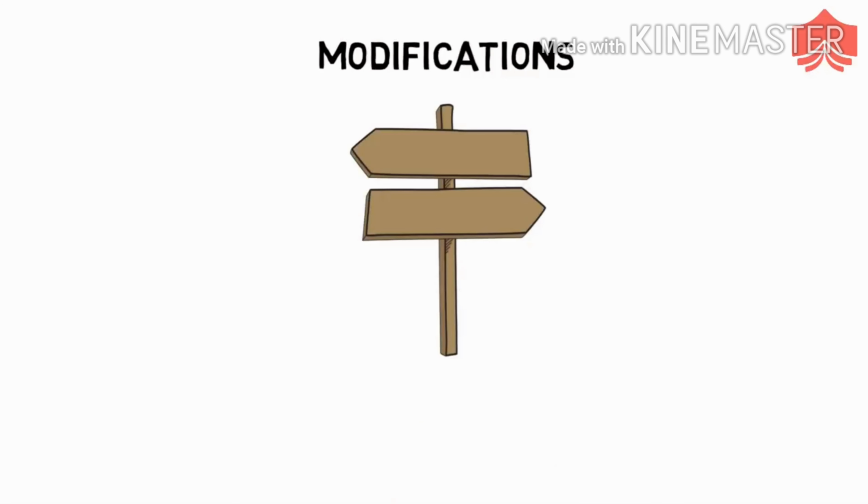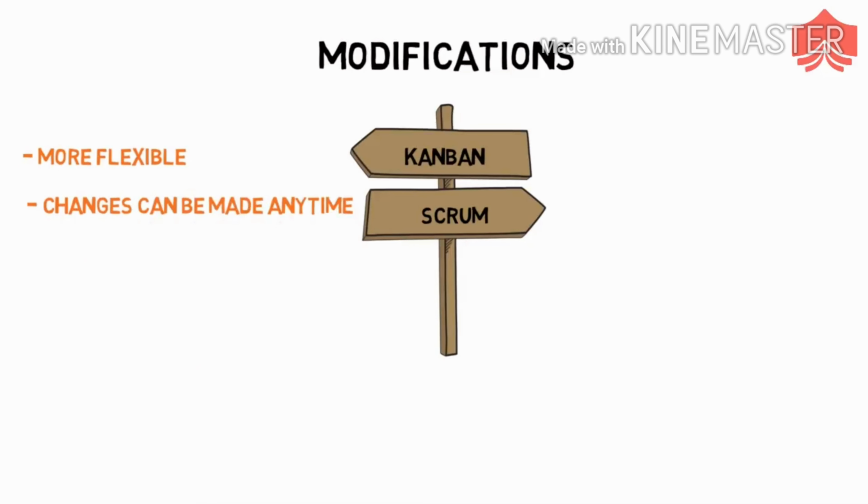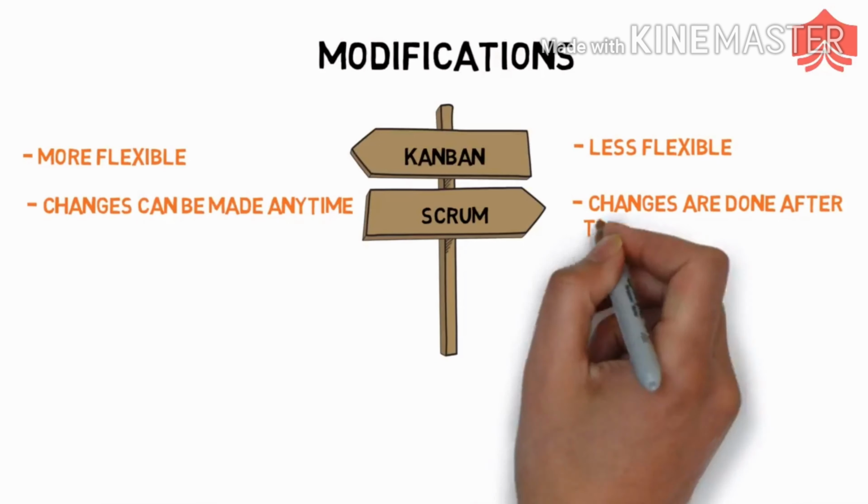Modifications. Kanban is more flexible as compared to Scrum, as changes can be made any time during the project. New work items can get added to the backlog and existing cards can get removed altogether based on prioritization, whereas in Scrum, changes are allowed only after the sprint is completed.